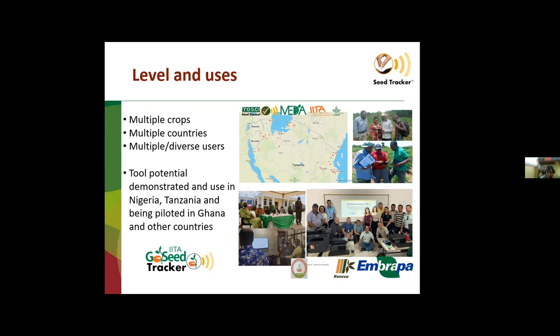Basically, what it demonstrates is that Seed Tracker is usable for multiple crops. It can be used in multiple countries. It can be tailored to the needs of the user. So it's a very flexible tool that can be adopted for any part of seed value chain management.